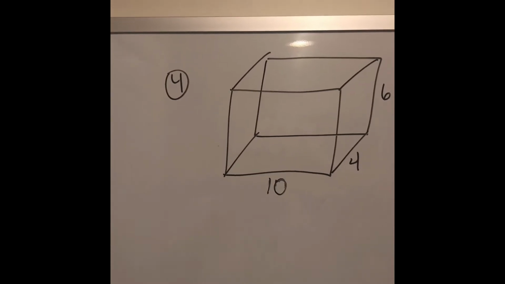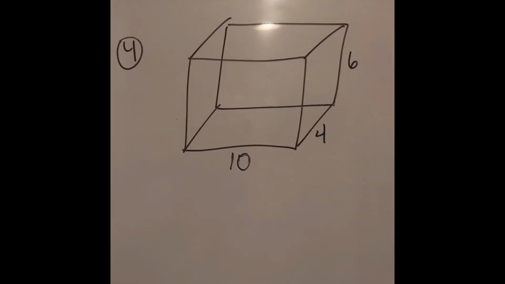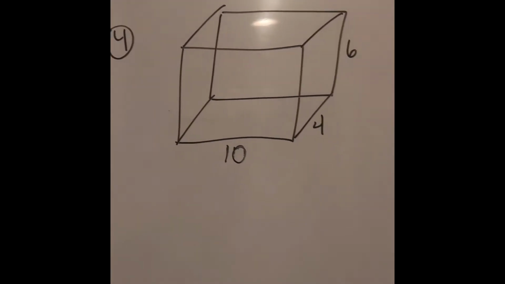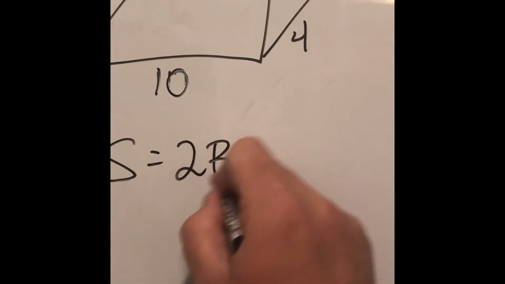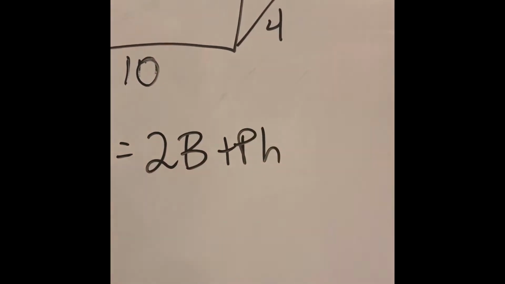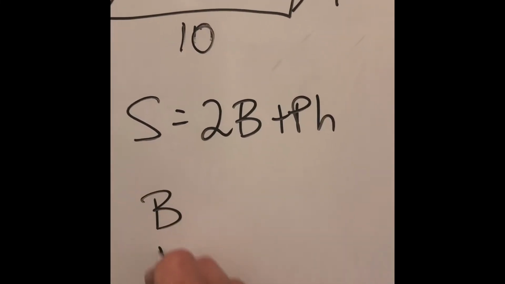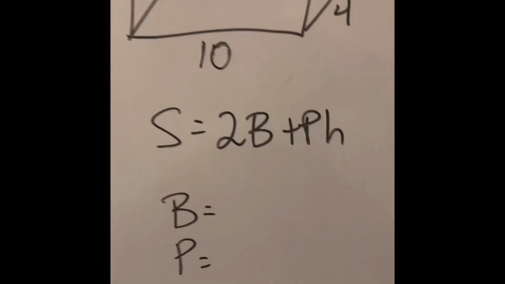Okay, so let's take a look at some examples here. All right, so for number 4, what we want to do is find the surface area of this prism. So if we remember, the surface area is 2 times the area of the base plus the perimeter of the base times the height. Now, we've got to find the perimeter of the base, the area of the base, and the height.